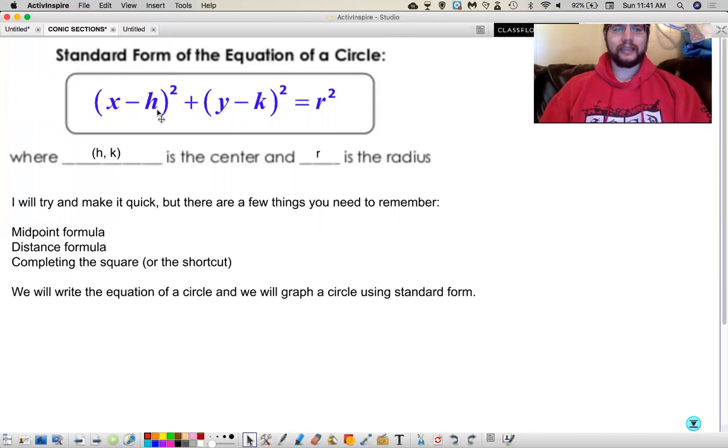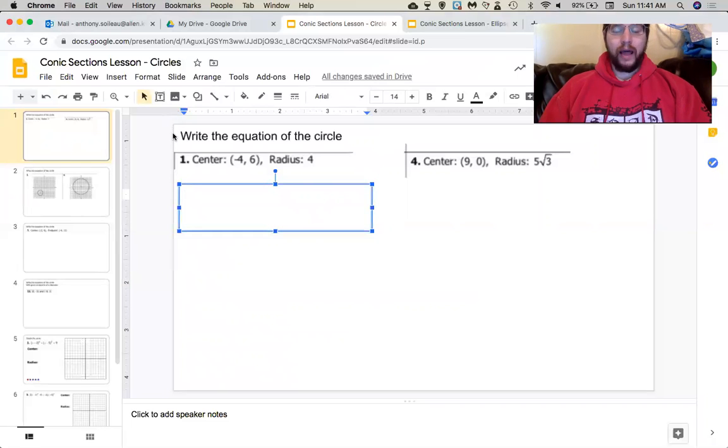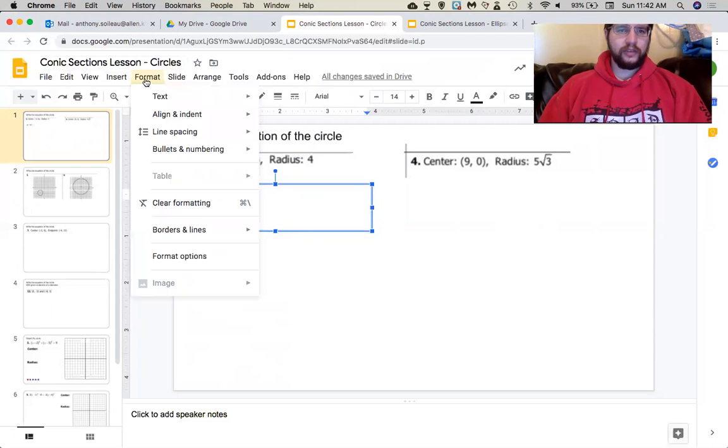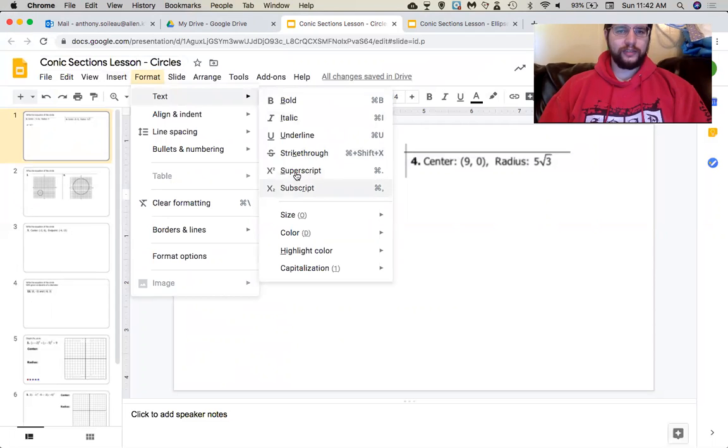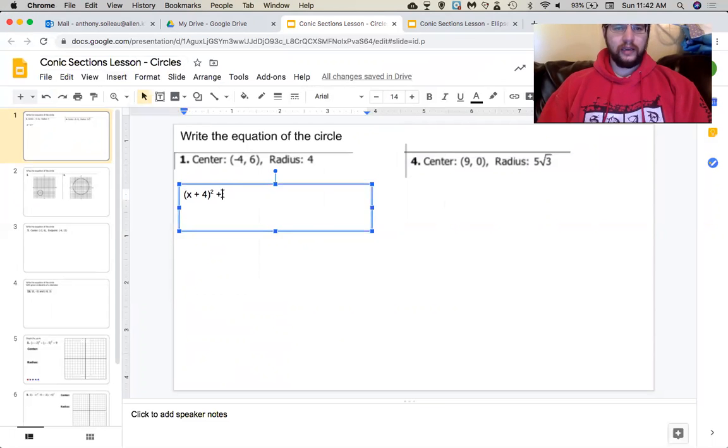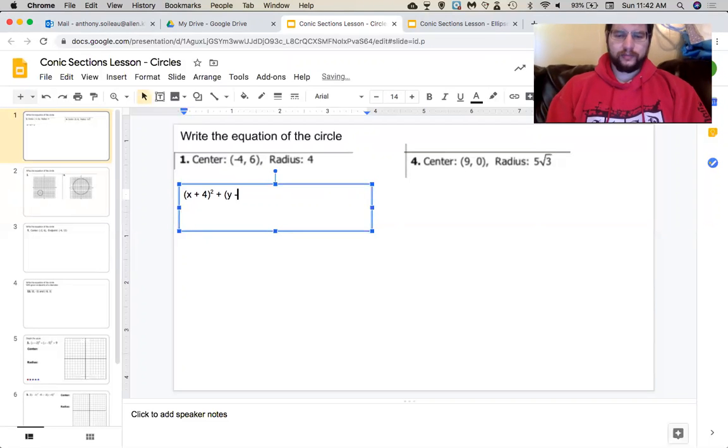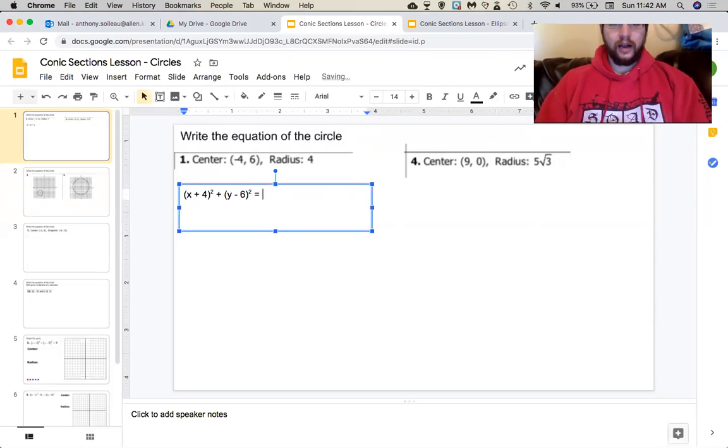right here, (x minus h) squared. So that's x minus a negative 4. So that's going to be x plus 4. Turn caps lock off. Squared. And again, to get the superscript, for me, it's command dot. For you, it's probably control dot, or you can just go to format, text, and superscript. All right, for my y part, I need y minus a... oh, nope, it's not negative, so y minus 6. That's it. Squared equals r squared.